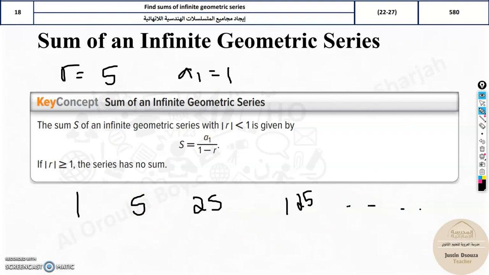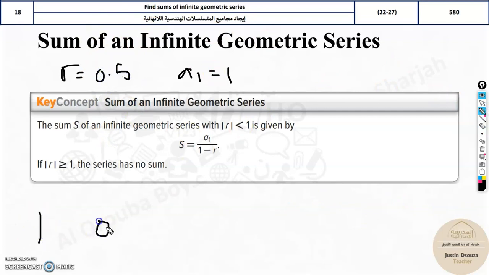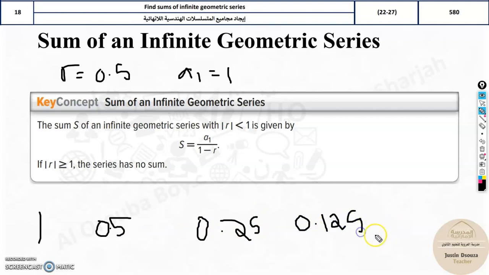Can you find the sum? Can I find the entire sum of this? No, it's not possible, right? But let me change this. Okay, that was bad. Let me make r 0.5 instead of 5. Now the first term is 1, next will be 0.5, next will be 0.25, 0.125, 0.0625, and it goes on. So what is happening? It is becoming smaller and smaller and smaller.